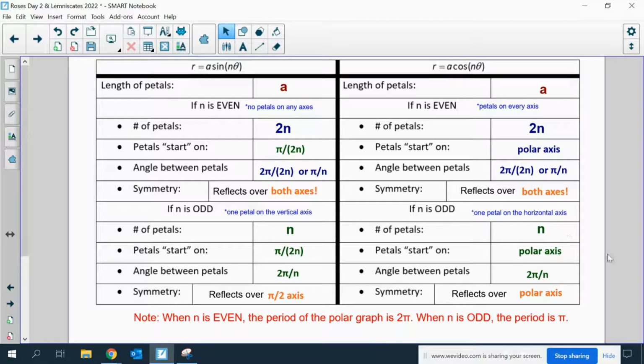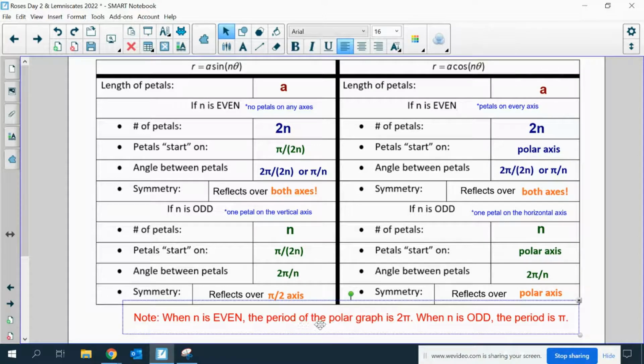So here is a chart that goes over all of the things that we know about r equals a sine n theta and r equals a cosine of n theta. And I'm not going to spend a whole lot of time on it. You can pause the video and write it down. So I don't want the video to be needlessly long, but just make sure that you note a couple things.